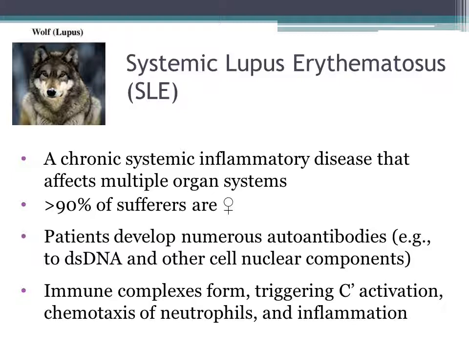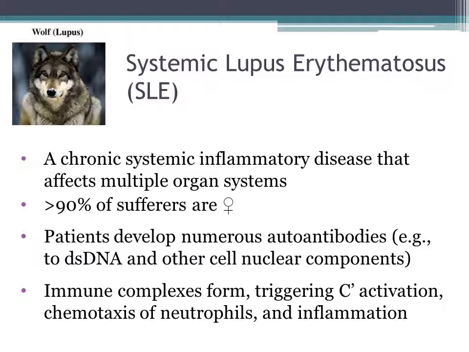And to early people studying the disorder, the face of the wolf, or I should say the face of patients with lupus, they felt looked somewhat wolf-like. It's a stretch. In a minute, we'll make a little better correlation of why they thought wolf when they saw patients with this disorder. So it's a chronic systemic inflammatory disease, affects multiple organ systems.